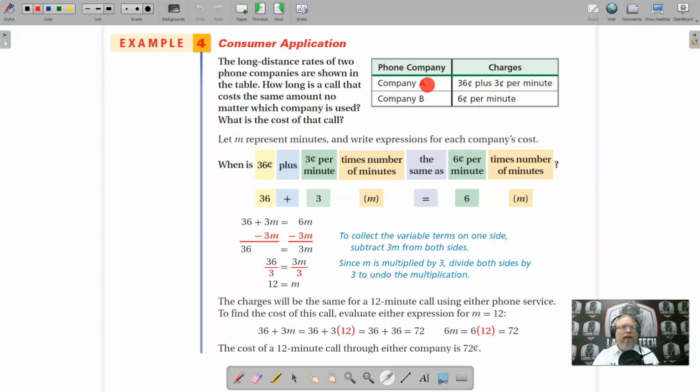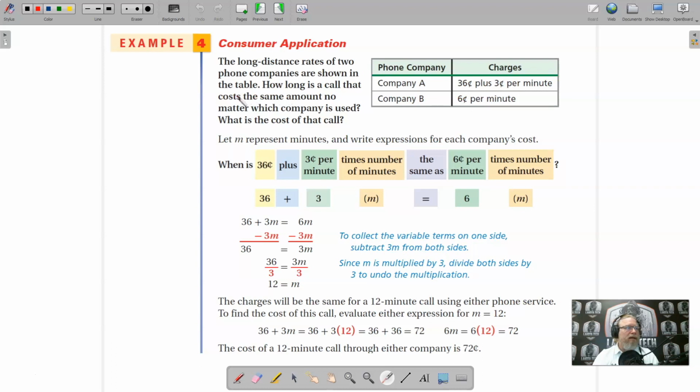So with company A, no matter how long you talk, you're going to pay 36 cents, but then it only costs you 3 cents a minute. But with company B, it doesn't cost you anything to make the call initially, but for every minute you stay on the phone, it's twice as much as the other company. It's 6 cents per minute. So at what point are they the same?